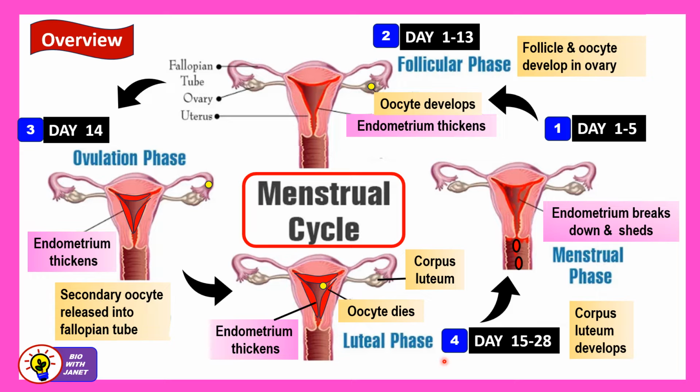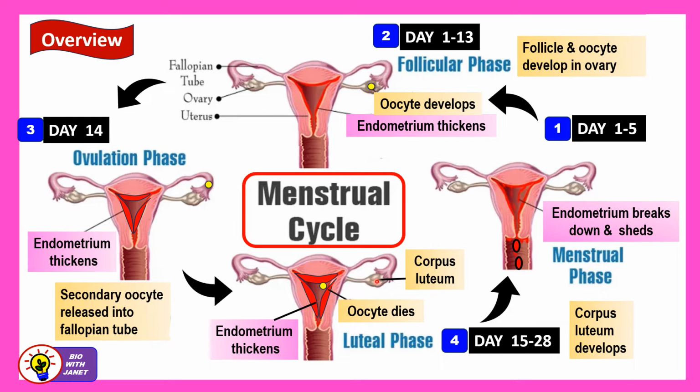This is after ovulation, and the corpus luteum develops. That's why it's called the luteal phase, from this word luteum. So the corpus luteum develops inside the ovary and secretes progesterone and a little bit of estrogen. At the same time, the endometrium continues to thicken.